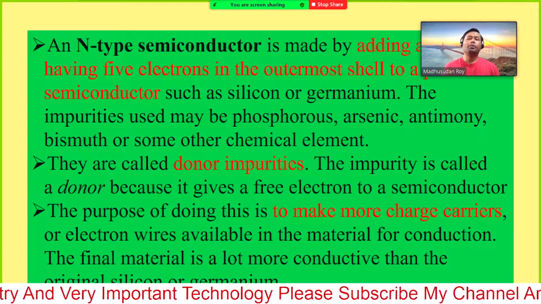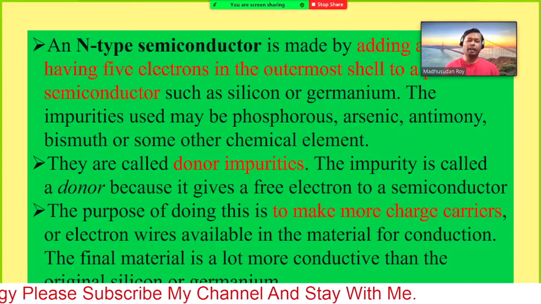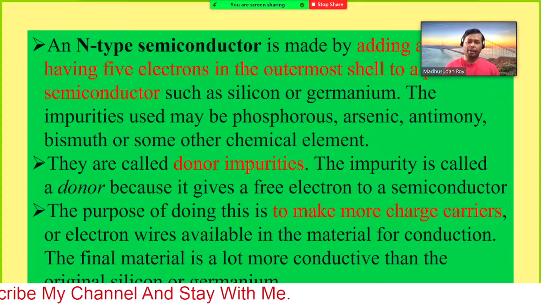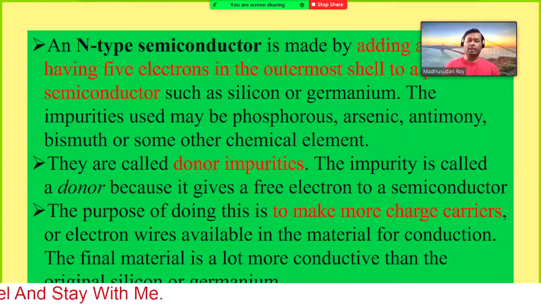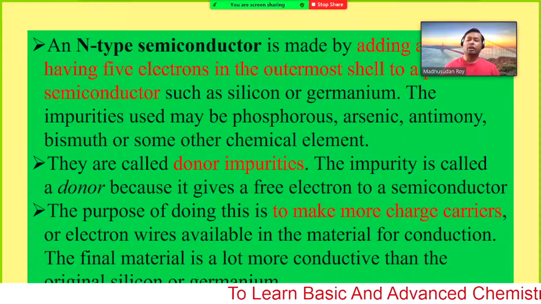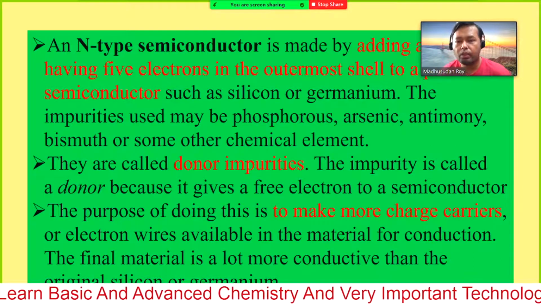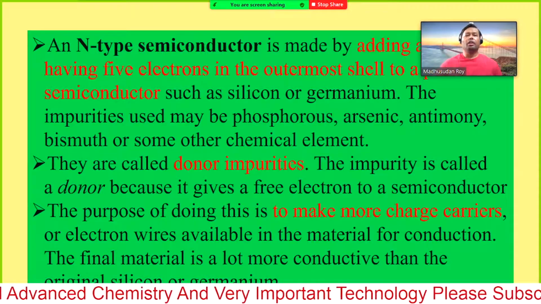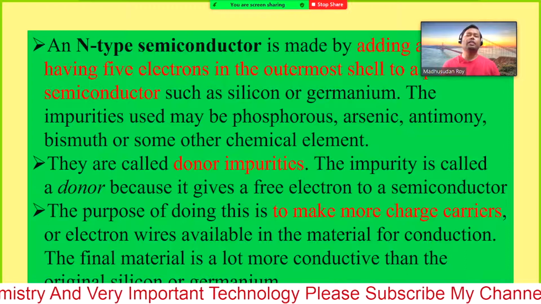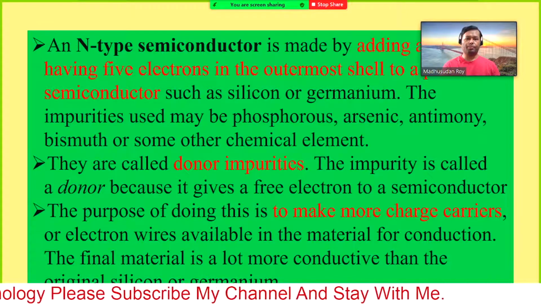So why are we doing doping? That is our target, to increase the conductivity of the material. The purpose of doping is to make more charge carriers, or electron holes, available in the material for conduction. The final material is a lot more conductive than the original silicon or germanium. So if you dope with p-type or n-type material, donor or acceptor impurities, the conductivity of the pure material increases quite a lot.